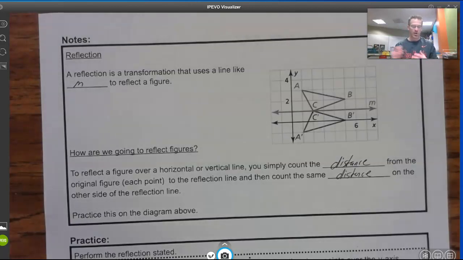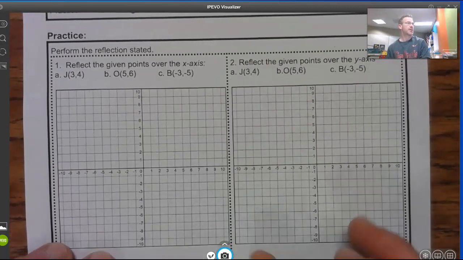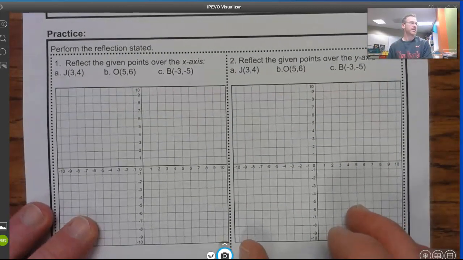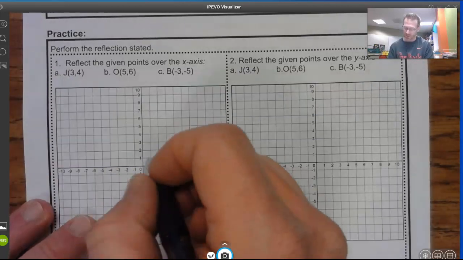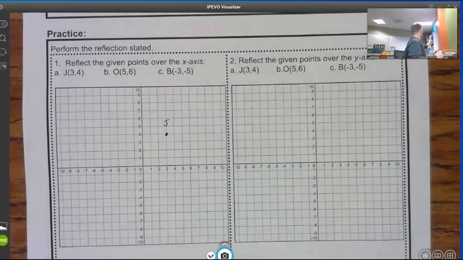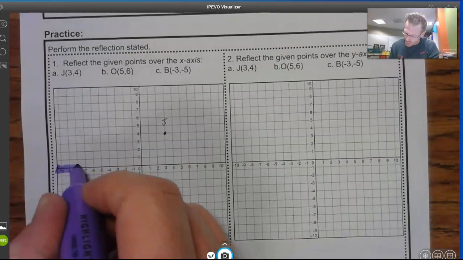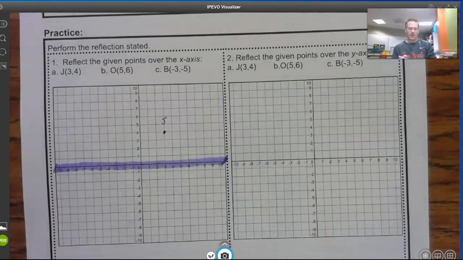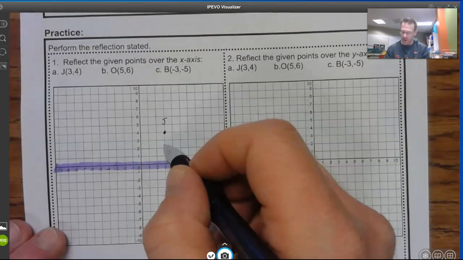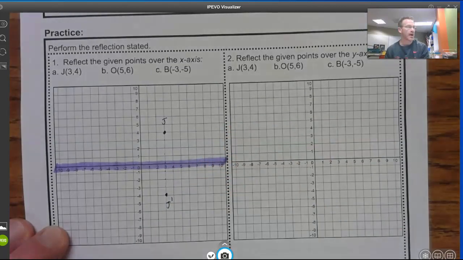So let's go through a few examples. Let's drop down to number 1. We want to reflect the given points over the x-axis. Let's start with J, which is (3, 4). So there's point J. I'm going to grab my highlighter, and we're reflecting over the x-axis, so there's my line of reflection. I want to count the distance to that line, and then go to the other side of the line the same amount. So I'm going to go 1, 2, 3, 4, and then down 1, 2, 3, 4. There would be J prime.